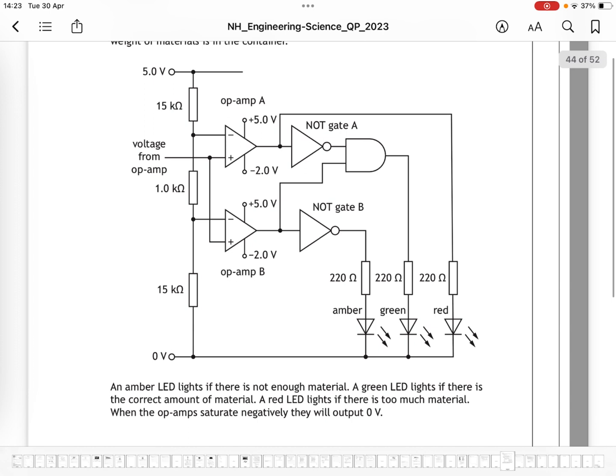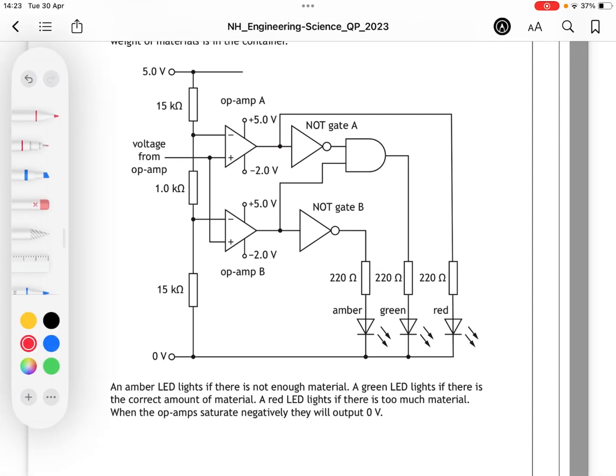And we're also told an amber light lights up if there's not enough material, a green light lights if there is the correct amount, and a red LED lights if there's too much. It says when the op-amp saturates negatively, they'll output 0 volts. So that's very helpful. Firstly, just have a look and see what you can identify.